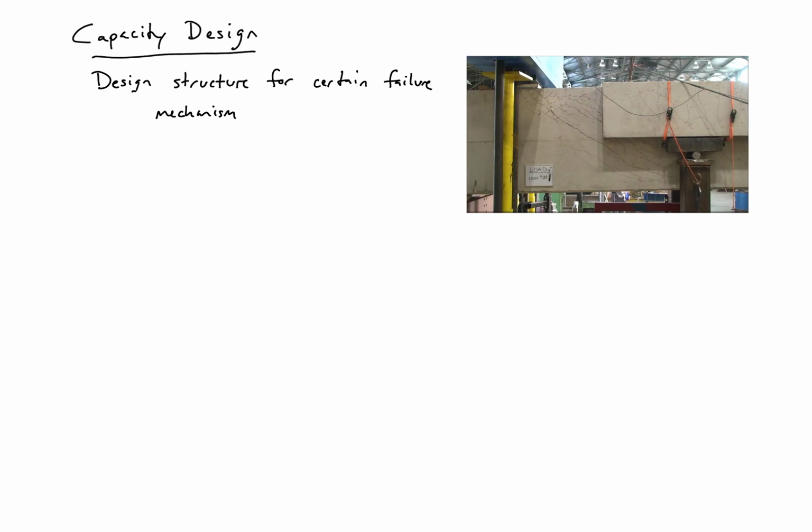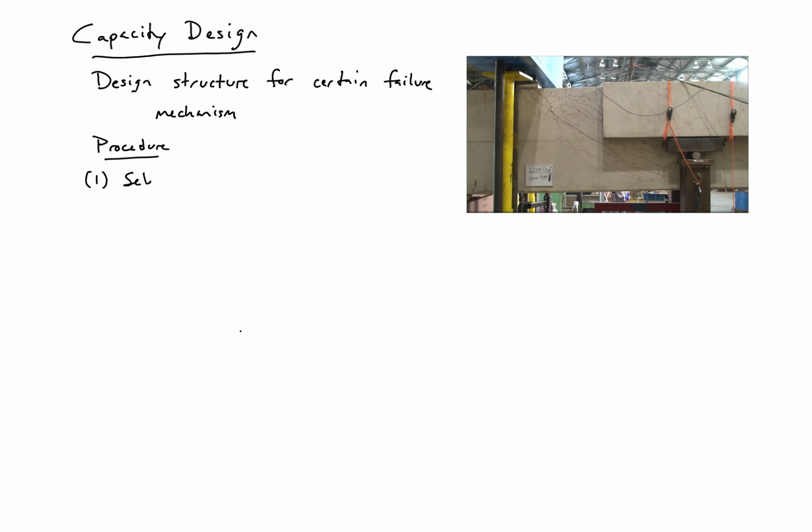So in this video we're going to talk about capacity design. Capacity design is a design method in which you design a structure for a certain failure mechanism. It has the procedure for capacity design. It involves 6 steps.